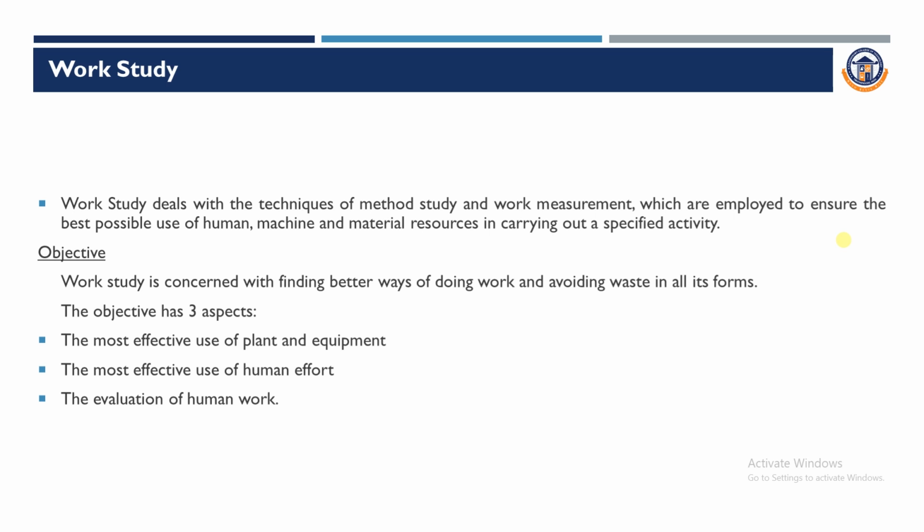Work study deals with the techniques of method study and work measurement, which are employed to ensure the best possible use of human, machine, and material resources in carrying out a specified activity. So, what are the objectives of work study? Work study is always concerned with finding better ways of doing work and avoiding waste in all its forms. It has three objectives. The first is the most effective use of plant and equipment. It wants more effective use of human effort, and finally it wants to evaluate human work.